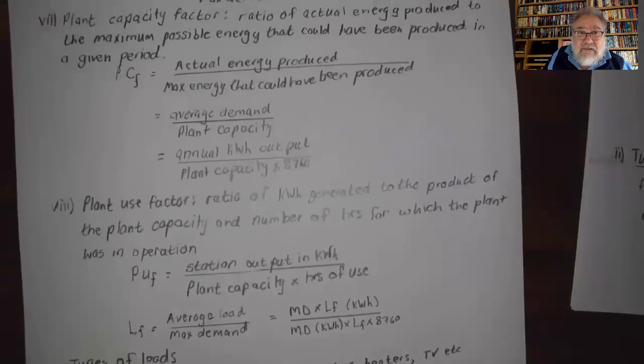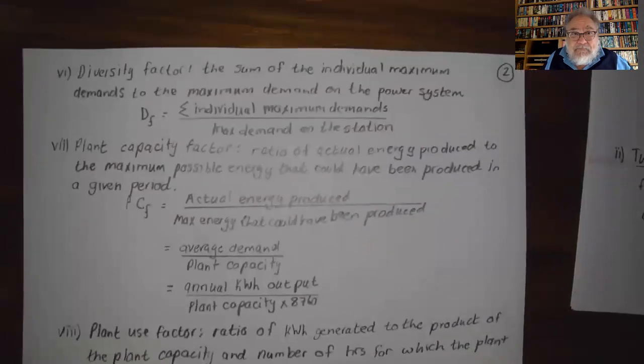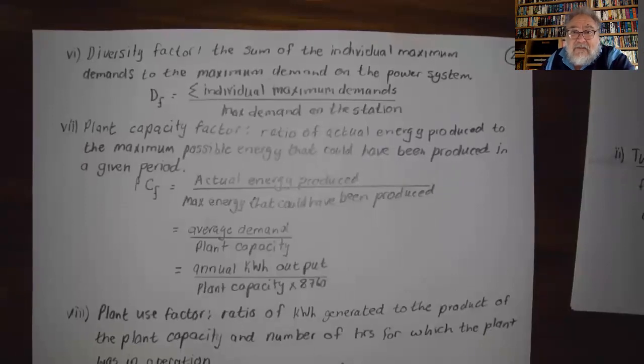The diversity factor is the ratio of the sum of the individual maximum demands to the maximum demand on the power system. DF is the sum of the individual maximum demands divided by the maximum demand on the station.